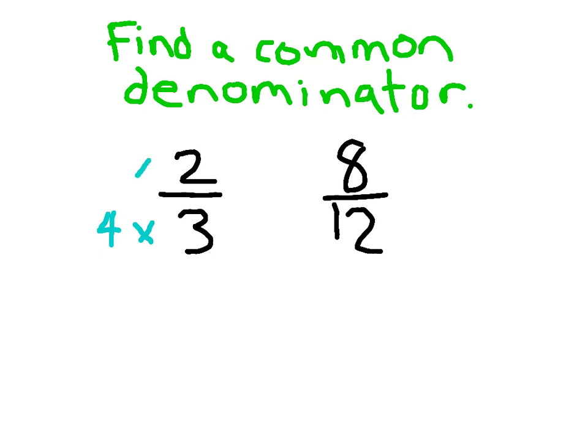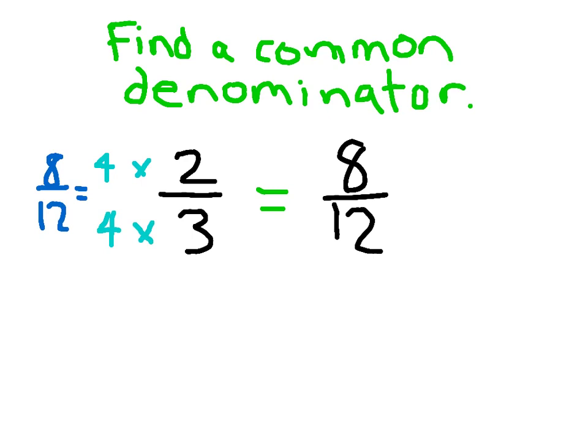To get 2/3 to 12ths, we need to multiply the numerator and denominator by 4. That way we'll have a common denominator. So 2/3 is just really 8/12. So in between those two fractions, we can put an equal sign.